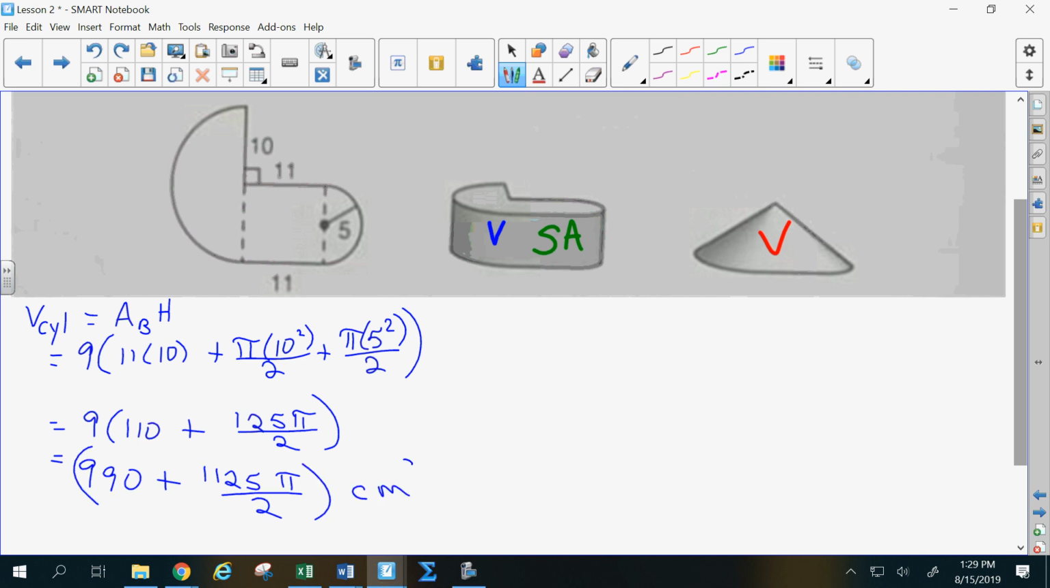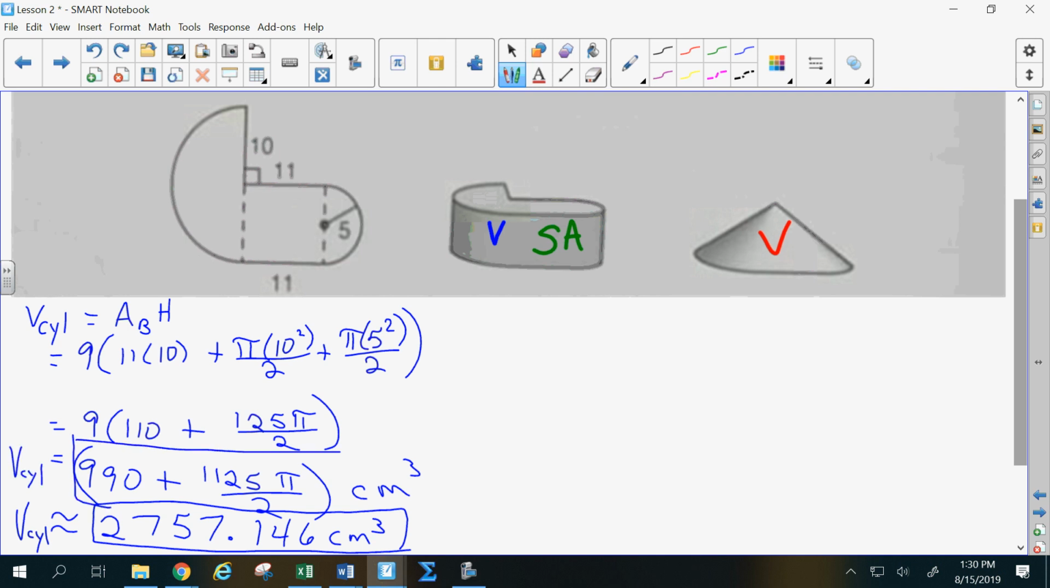Volume is cubic units, and I need calculator help here. Jimbo, what do you have? 27. So 2,757.146 centimeters cubed for the volume of the cylinder. So far, so good? And actually, this was the exact value of it, so I'll put boxes around both of those.